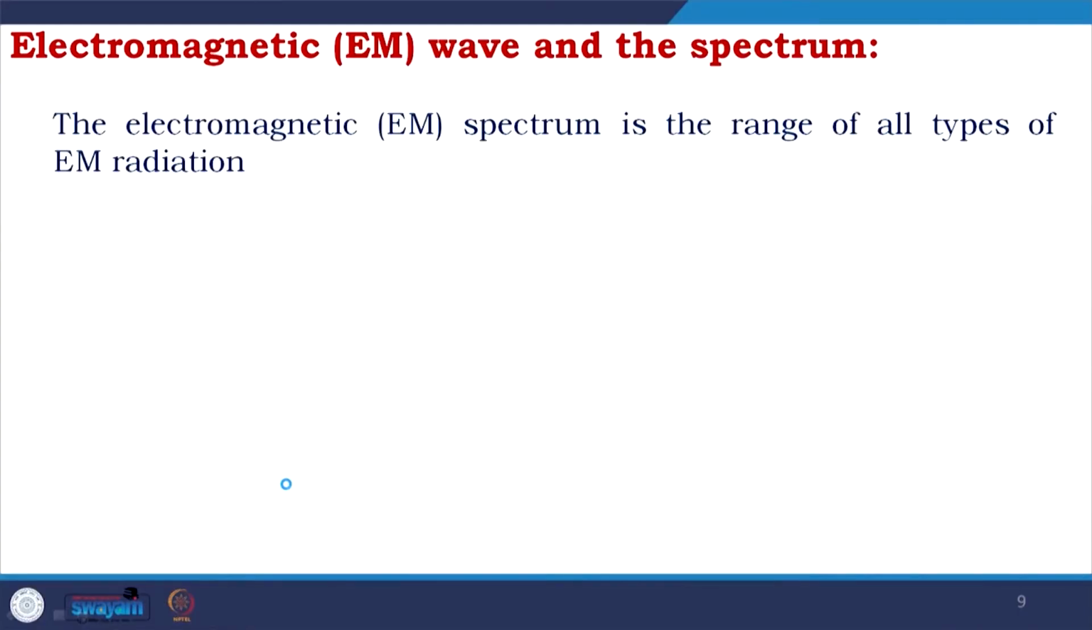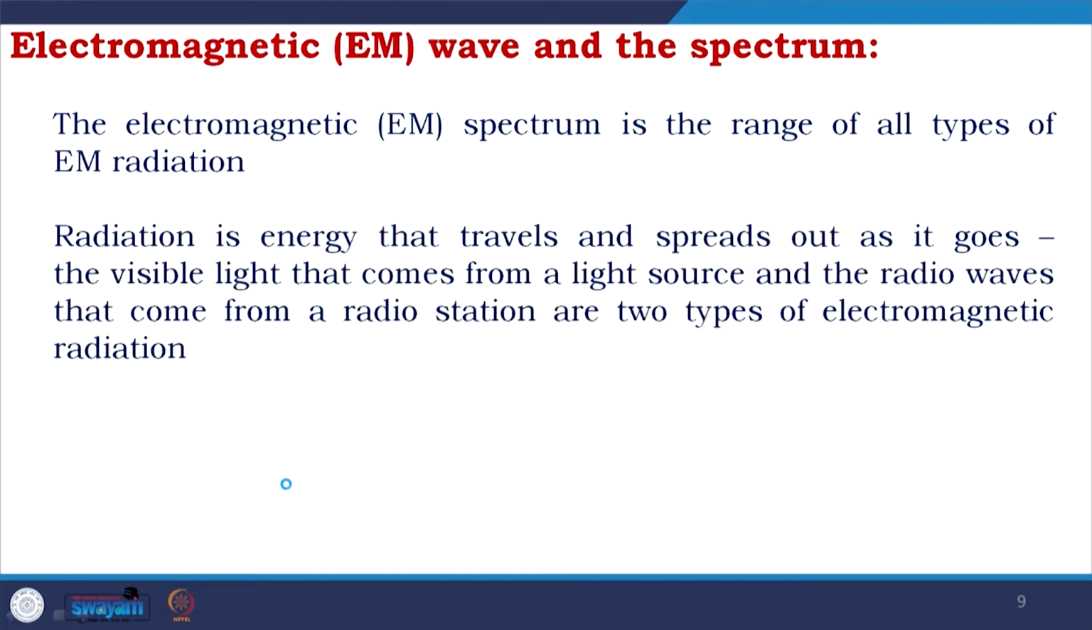So, electromagnetic wave and the spectrum. The electromagnetic spectrum is a range of all types of electromagnetic radiation. Radiation is energy that travels and spreads out as it goes. The visible light that comes from a light source and the radio waves that come from a radio station are two types of electromagnetic radiation.